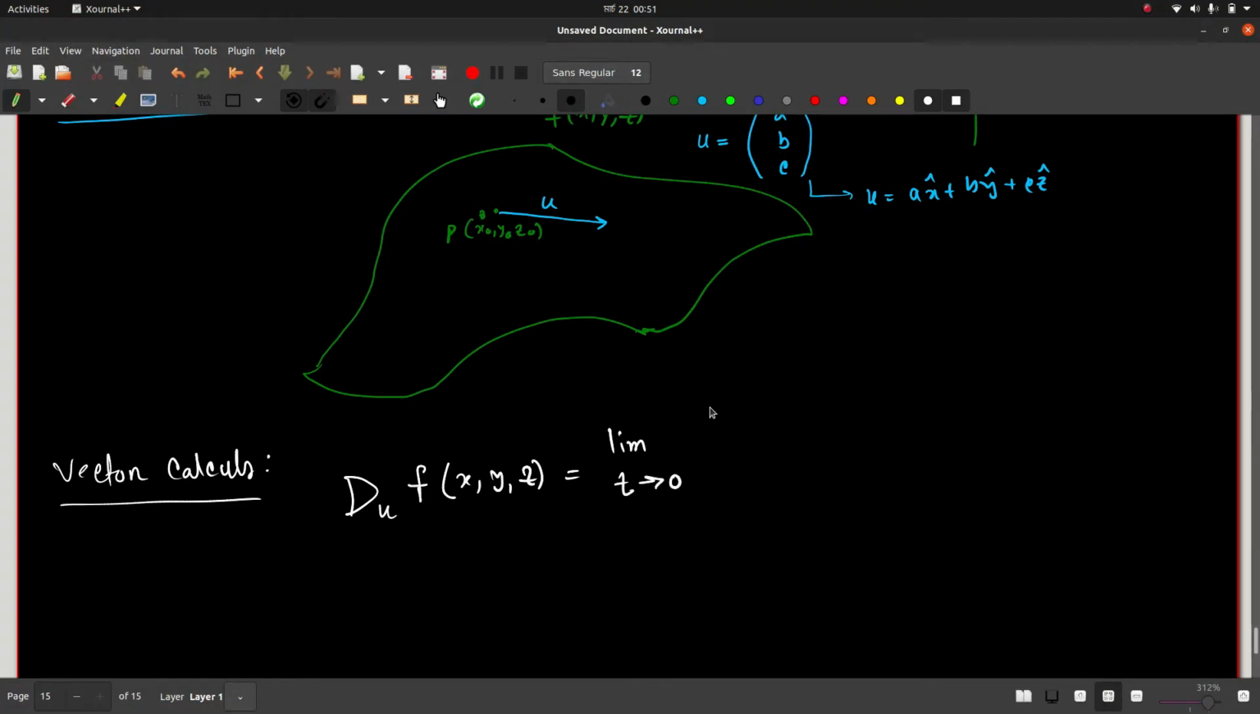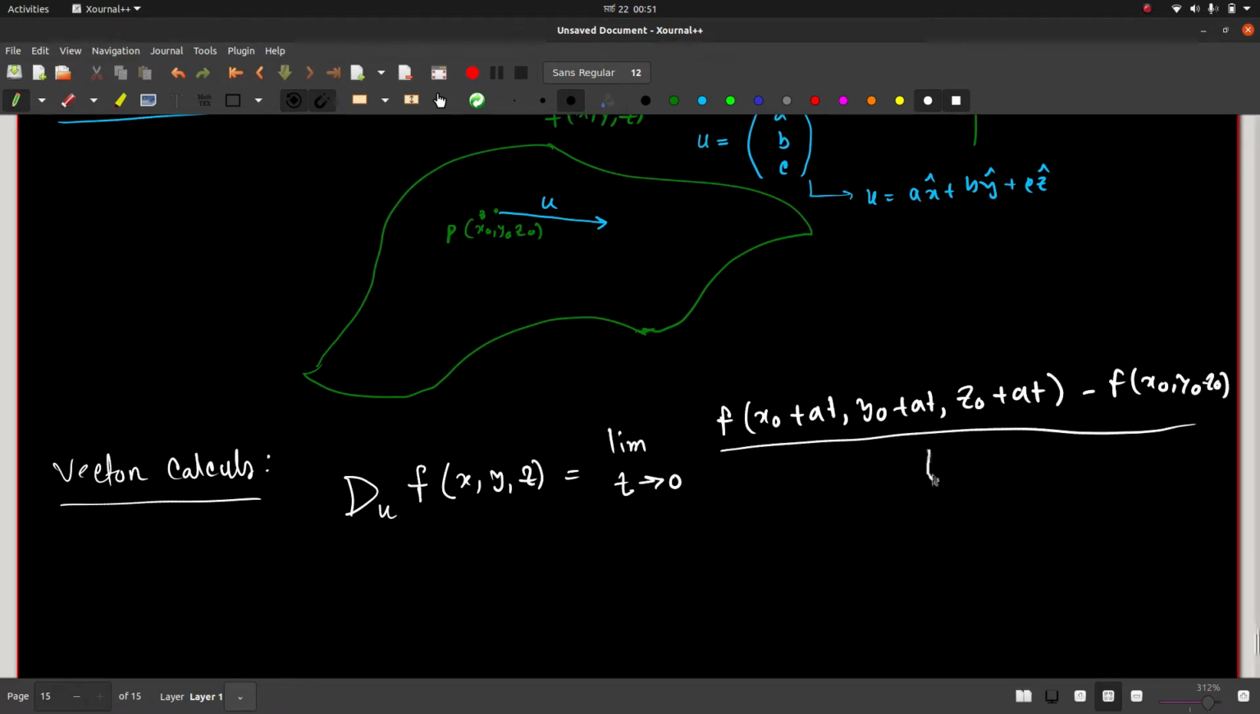Limit t goes to 0. This is f of x0 plus at, y0 plus bt, z0 plus ct, minus f of x0, y0, z0, divided by t. So what is this t? This is nothing but the point over here, some P prime, which is denoted as x0 plus at, y0 plus bt, z0 plus ct, like that. Oops, sorry, it should be b and it should be c, not a. So this is the definition.